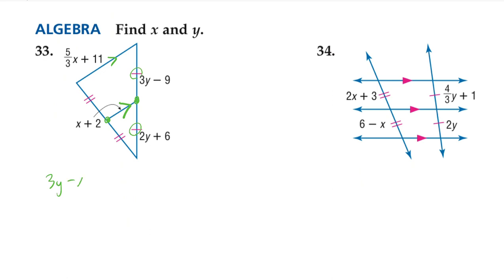So 3y minus 9 equals 2y plus 6. So subtracting, we get 1y left on this side. Adding the 9 is 15. So plugging in, we get 30 plus 6, that's 36. And over here, we get 45 minus 9, that's 36. Okay, so that worked out. And then, again, the common mistake here would be to say that x plus 2 equals 5 thirds x plus 11, right? But that's not true.